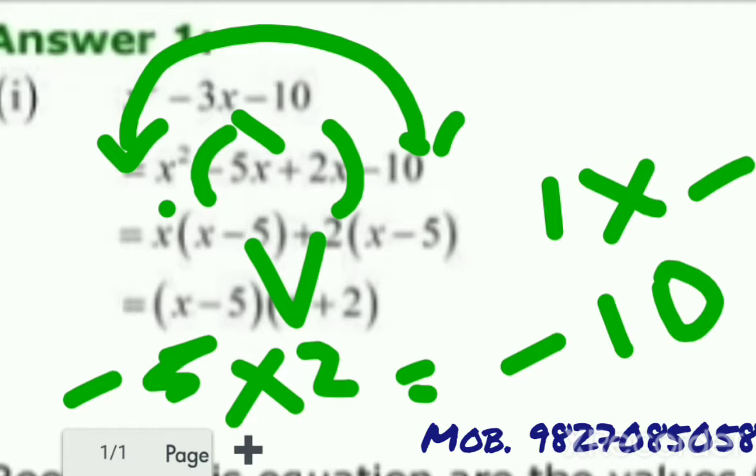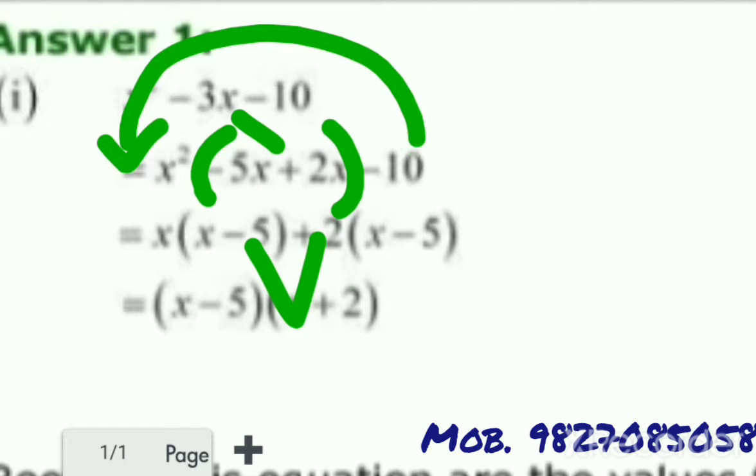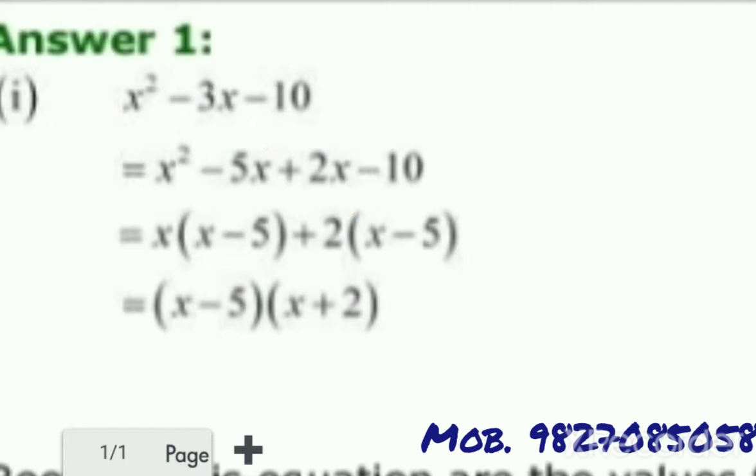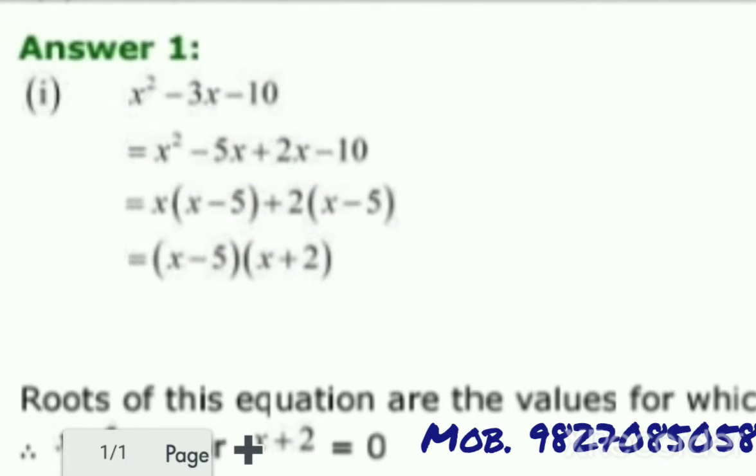So this is the process of the factorization method. Now in this method we have to split the middle term. Here minus 3, so we can write easily minus 5 plus 2. Now taking x common in these terms and these terms, and solving for x, we get easily x minus 5 and x plus 2.